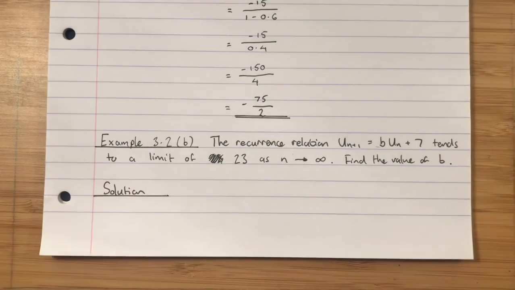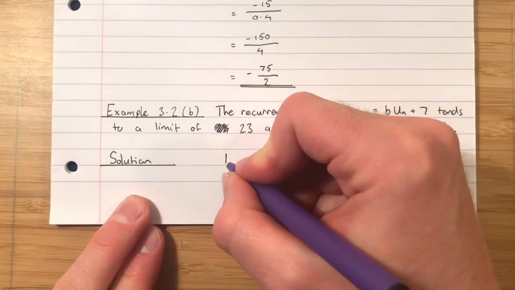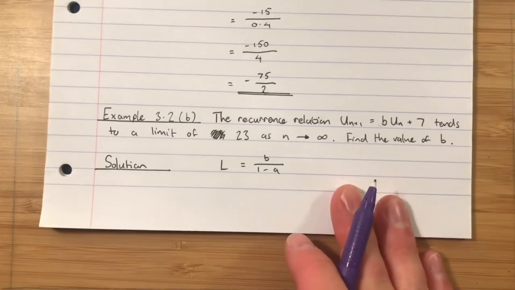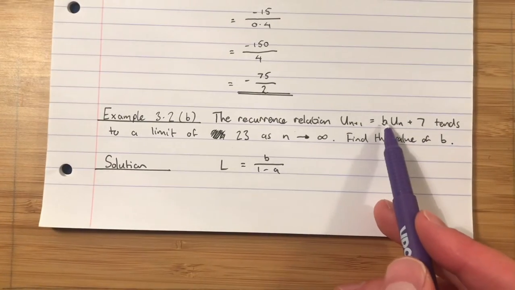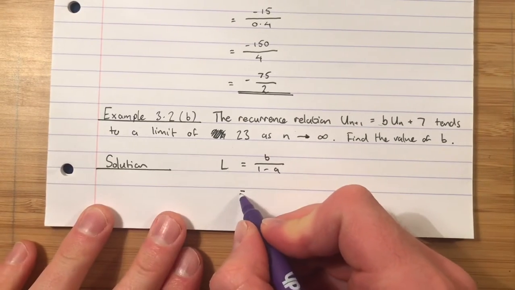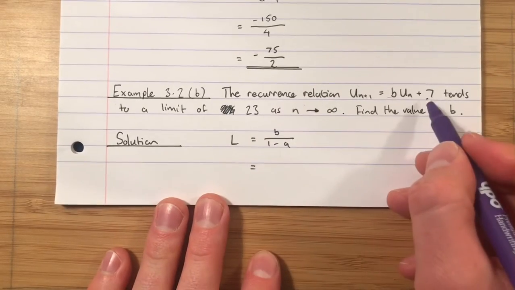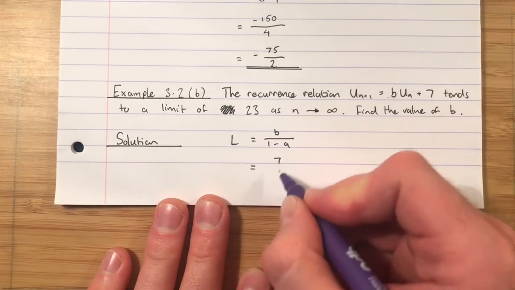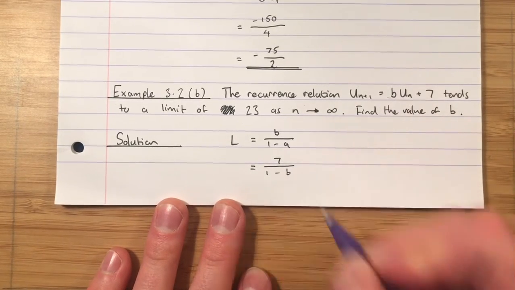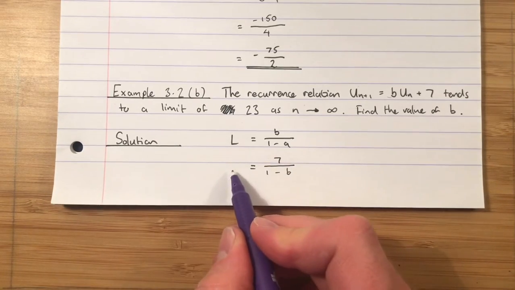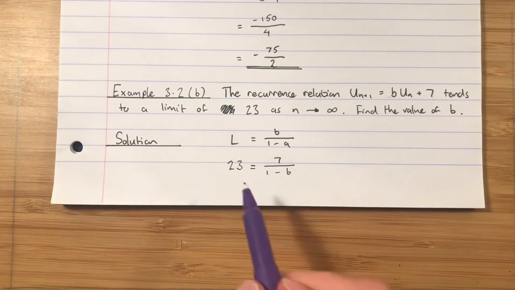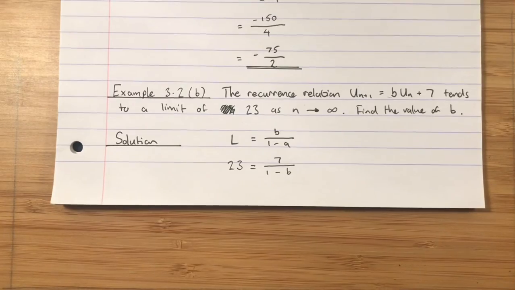Right, so we're going to use our limit formula. L equals b over 1 minus a. Now we must not confuse our variables here. Or our unknowns, I should say. This b is not that b. So when I substitute into the formula, this b is referring to the loose term at the end here, so it's 7 in this case, over 1 minus, this is our value of a, so I'll sub in b there, and the limit of the sequence is 23. So I can put a 23 in there. So this is the equation that we have to solve, and I'll do that over the page.